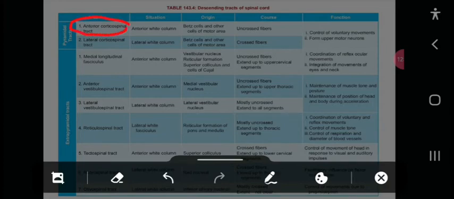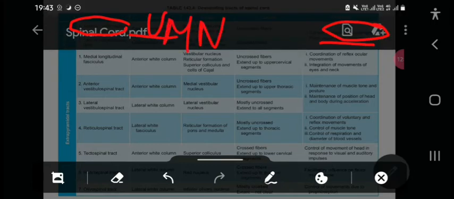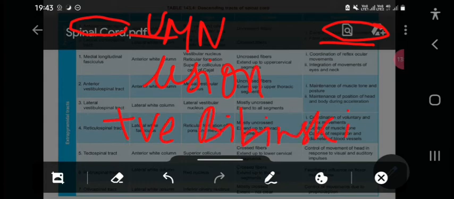Anterior corticospinal tract, anterior white column, Betz cells and other cells of motor nucleus, uncrossed fibers, control of voluntary movements, forms upper motor neurons. In a lesion, positive Babinski sign. And the face: when these fibers are affected, then the contralateral lower half of the face is affected in UMN lesion.